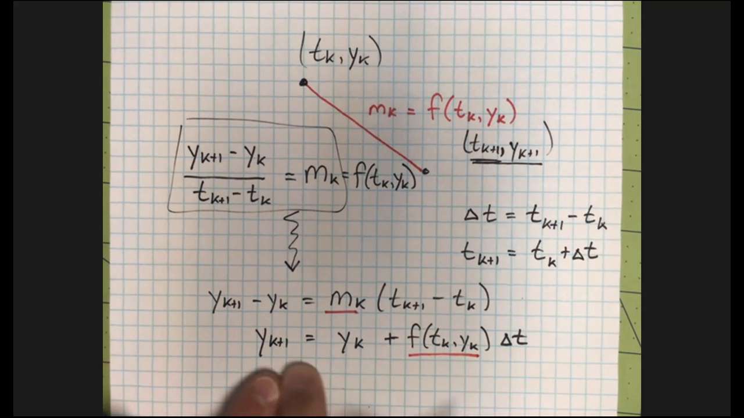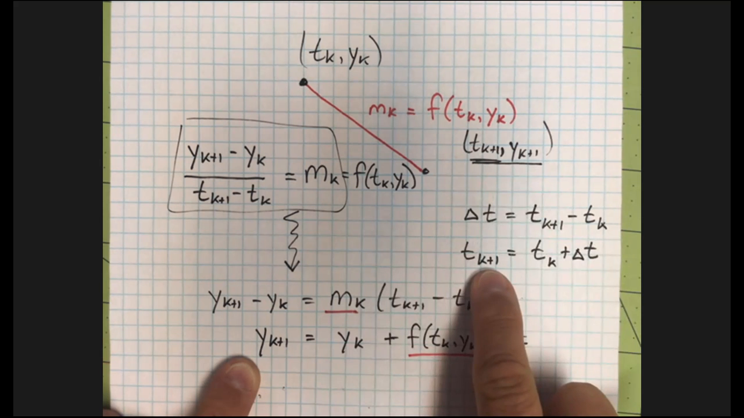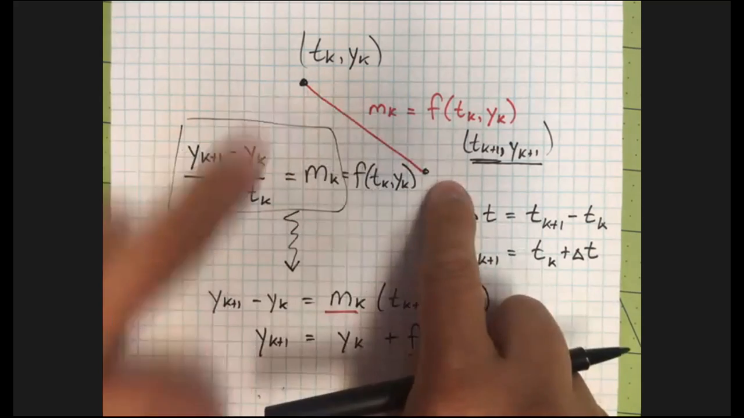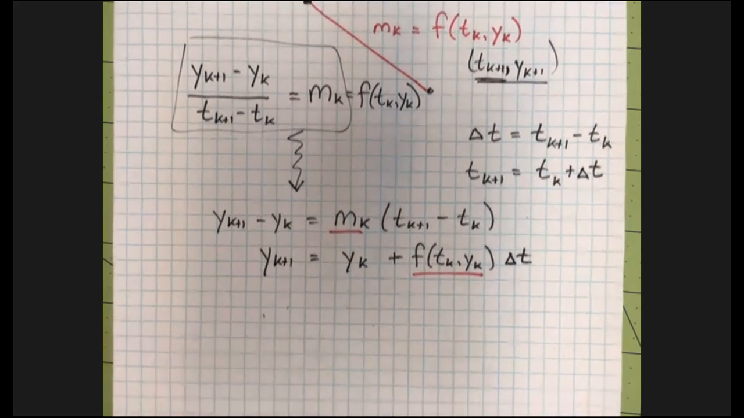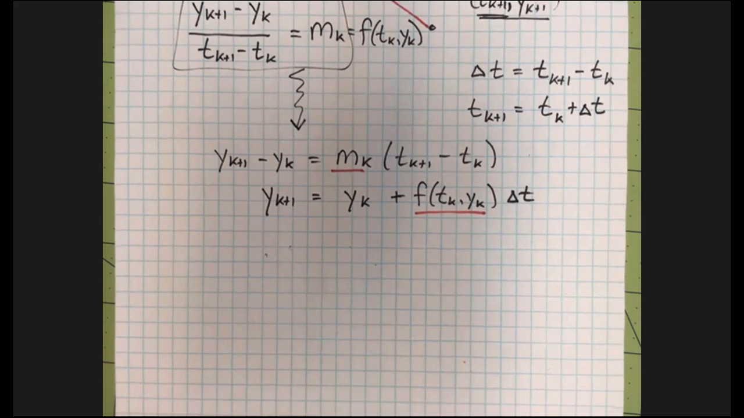Well, now what do I have? I have a formula that predicts my next y position. I know how to predict my next t position. So if I can take this slope reading, I can predict where I will be in the next second, or the next 5 seconds, et cetera. Now let's make this really exciting, and then let's have some real fun.